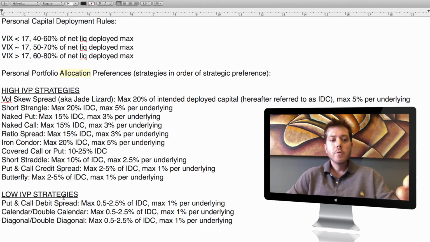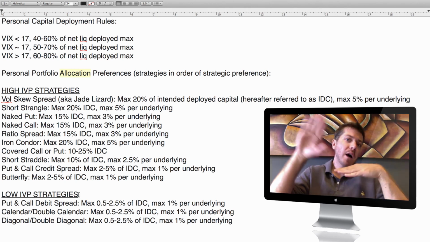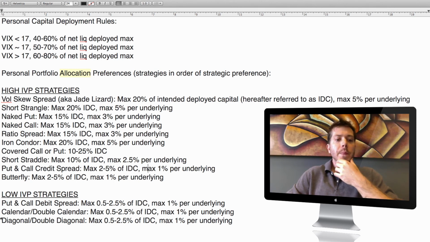And that brings us to low implied volatility strategies. So strategies that we'll utilize when the implied volatility is near the low end of its 52-week range, and we're anticipating a pop in implied volatility. First one being the put and call debit spread, which would be my favorite of the low implied volatility strategies.